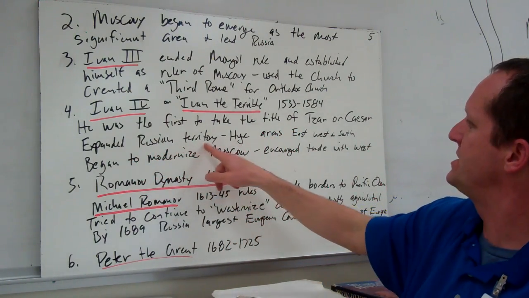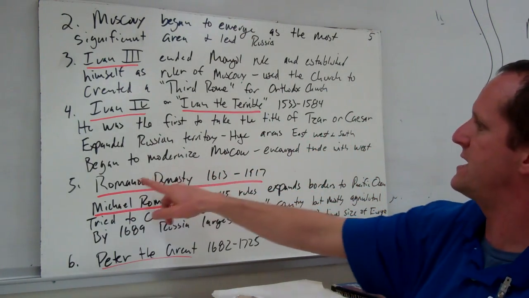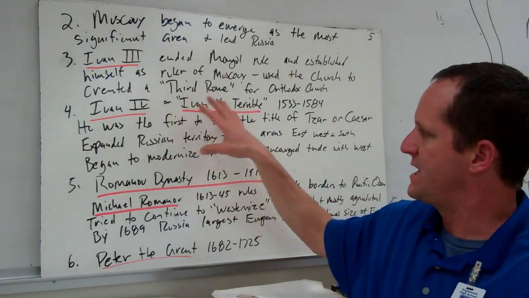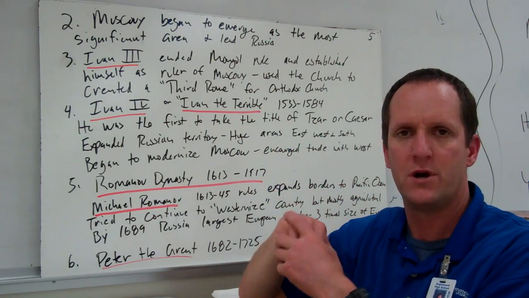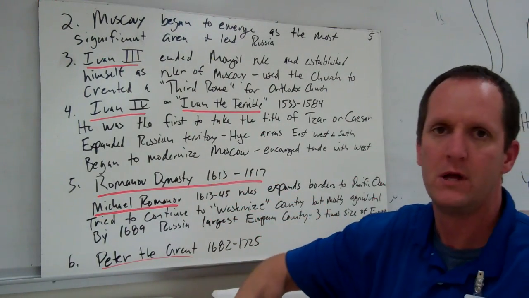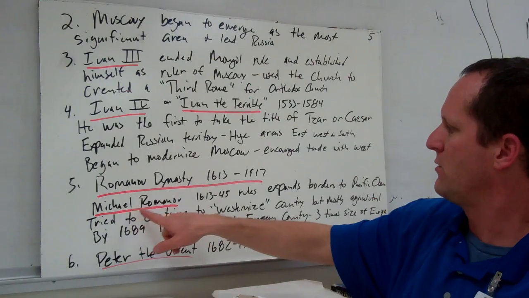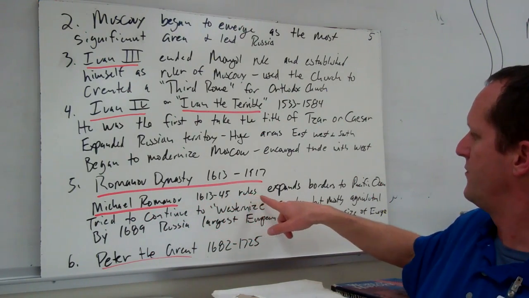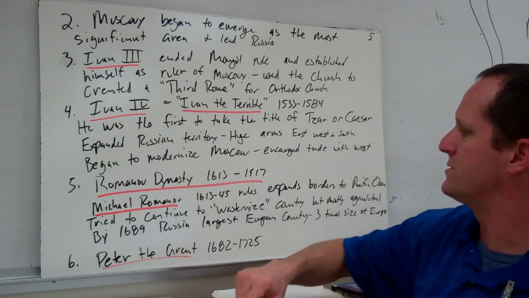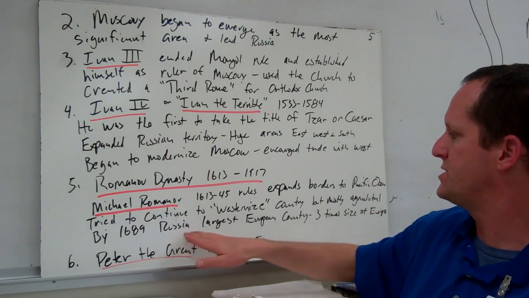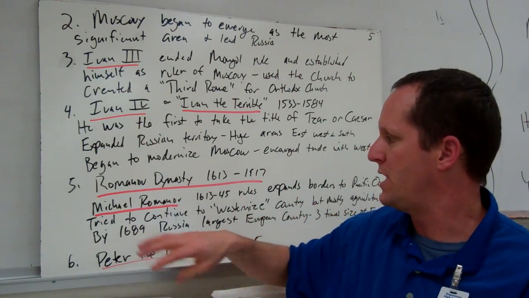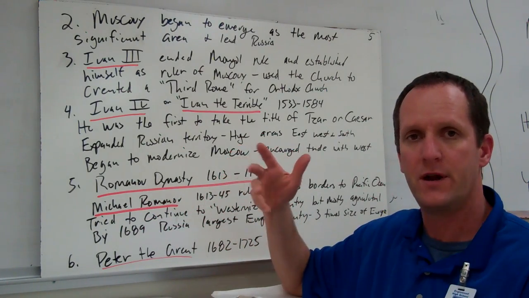He expanded Russian territory, huge areas, east, west, south. He began to modernize Moscow, encourage trade in the west. So Ivan the Terrible, he really started to put Russia on the map. The Romanov dynasty. The Romanov dynasty was the dynasty from 1613 all the way up until the revolution in 1917. Michael Romanov from 1613 to 45, rules expand border all the way to Pacific Ocean. Tried to continue to westernize country, but mostly it was agricultural. By 1689, though, Russia was the largest European country, 3 times the size of the entire European continent. So Russia was very, very large, but still not very modern and very agricultural.